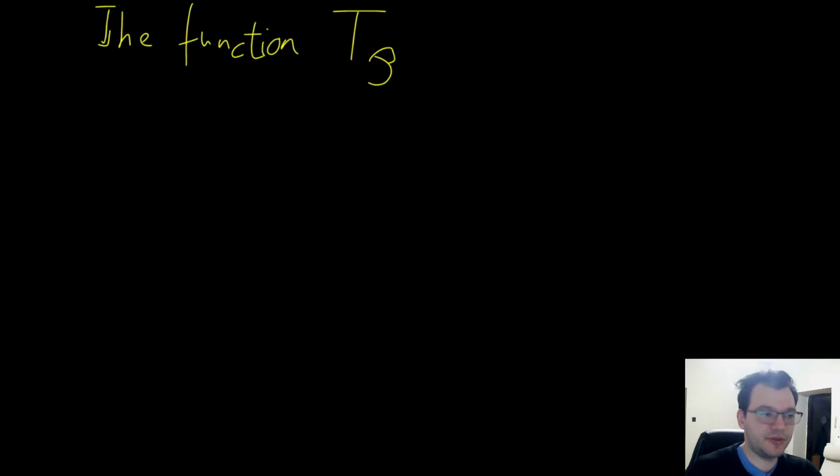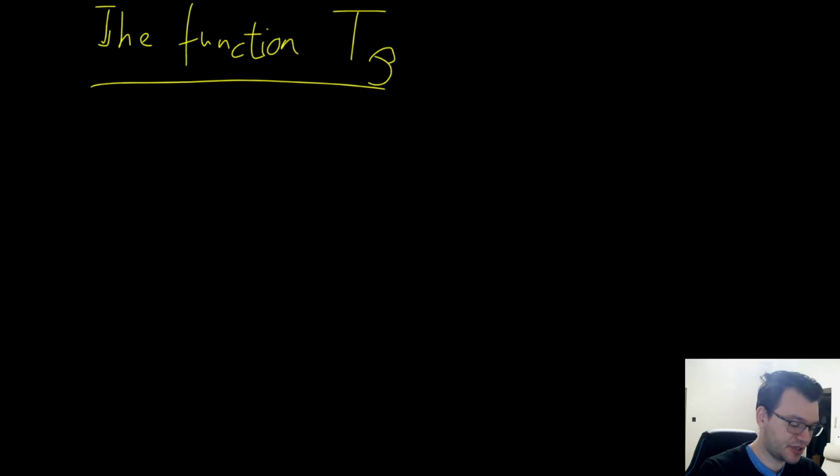This video is just about the logic programming part, and let's give a title. The function T_P: T is for transformation, and P is a program, a logic program. So for different programs we will have a different function.